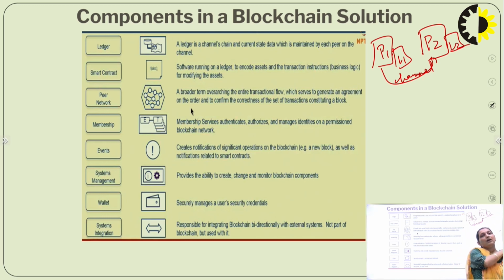Smart contracts: when we are running a ledger, the smart contract is the business logic we use for modifying the assets also. All the assets depend on what the business is. If it is a car business, then we have a car asset. If we have a bank business, then we have bank assets. All that asset belongs to a business.